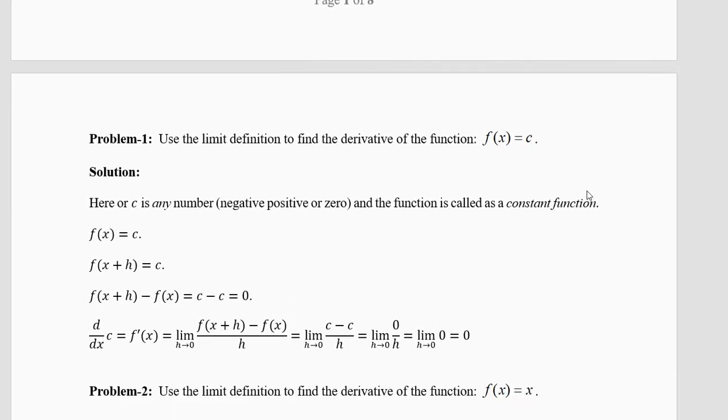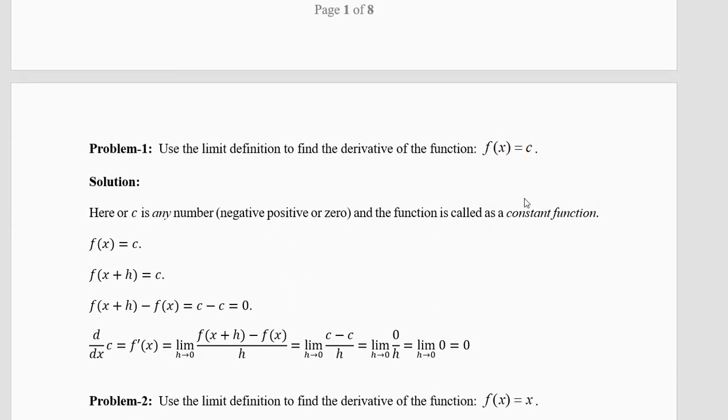Now we'll slowly, gradually start with simple questions. Use the limit definition to find the derivative of the function f of x equal to c. Now c is any constant number. It's called a constant function. C can be negative, positive or 0. We have seen the function is plotted on the y-axis and x is plotted on the x-axis, which is the horizontal axis. And f of x equal to c is a horizontal line, which we have seen in the previous chapters on asymptotes.